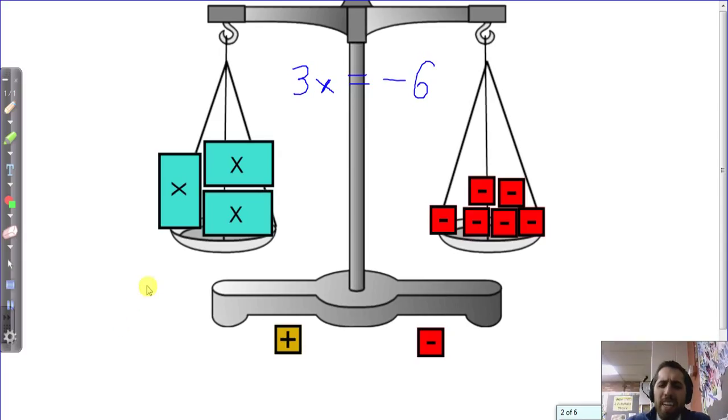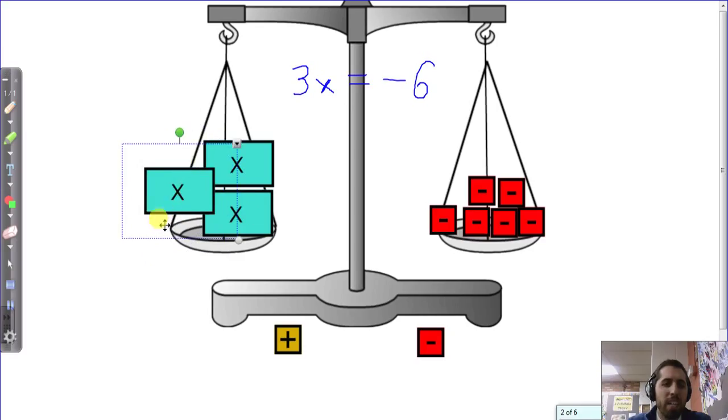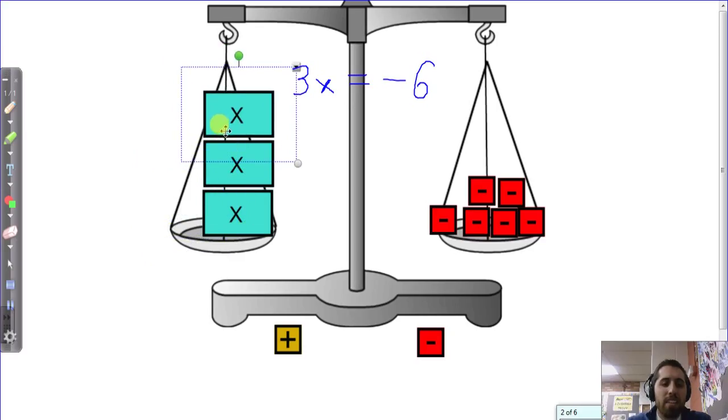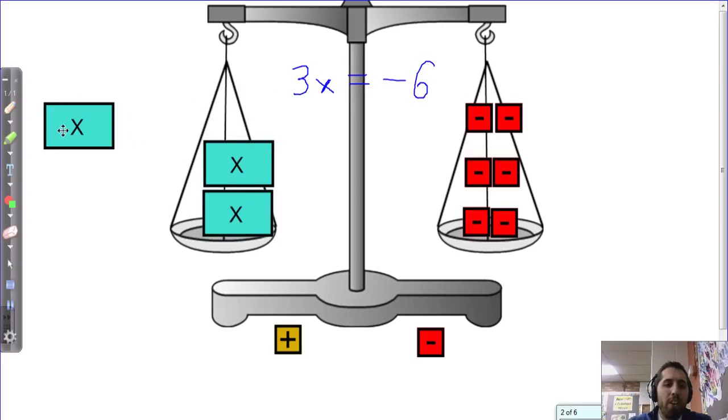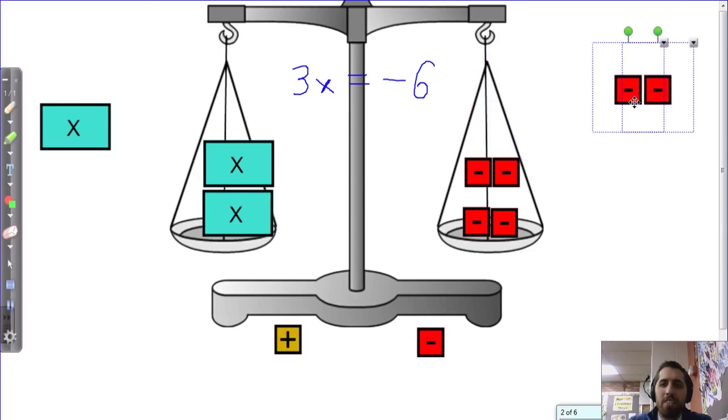To do that, we can't just get rid of the algebra tiles that are with it because we only have x's. And since we don't know what they're worth, we can't just add or subtract the same value on the other side. But if we get more creative, I know that this is balanced right now. So I know that 3 x boxes balance with 6 negative boxes. I don't know how much I'm taking off when I take off an x box, but I do know that I'm taking off 1/3 of the left-hand side. So if I take off 1/3 of the right-hand side, it should stay balanced.